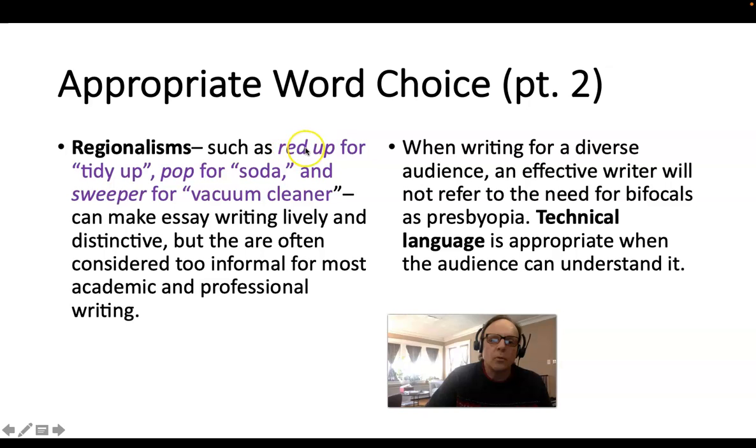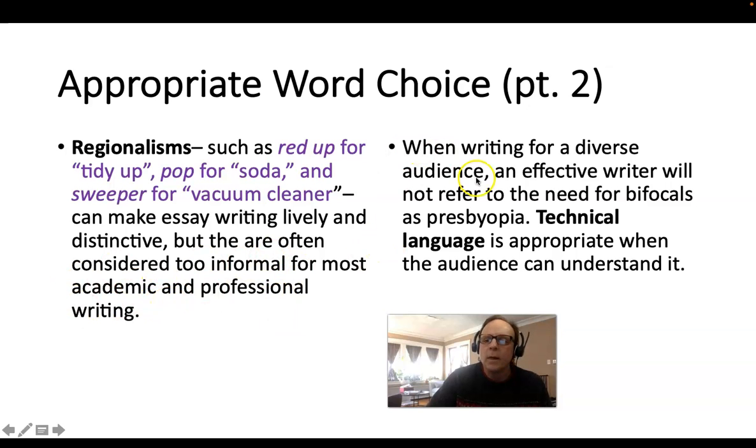For example, "red up." I've never heard that. I think that must be Southern, I'm not sure. But "red up" for tidy up, "pop" for soda, and "sweeper" for vacuum cleaner. Now, these are all regionalisms. They can make your writing lively and distinctive, but they're often considered too informal for academic and professional writing.